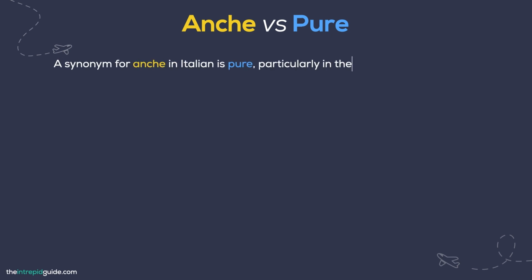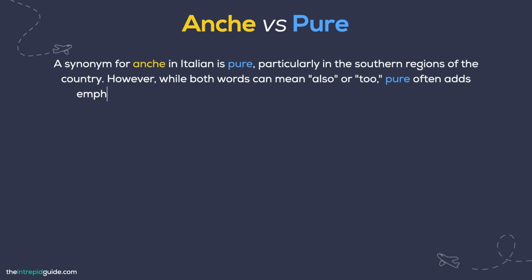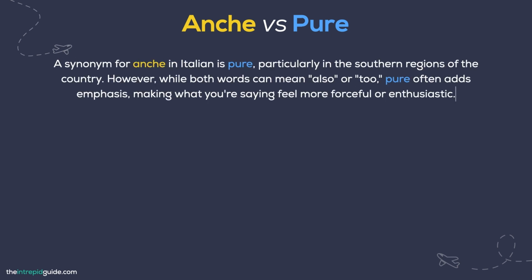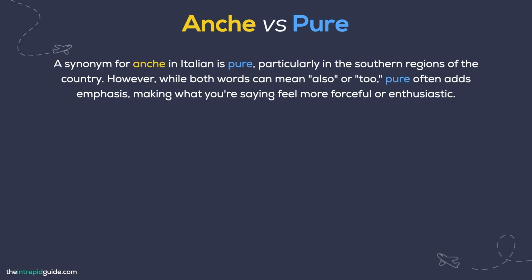Okay, what about anche and pure? How are they used? Now, a synonym for anche in Italian is pure, and is particularly used in the southern regions of Italy. However, while both words can mean also or too, pure often adds emphasis, making what you're saying feel more forceful or enthusiastic. Let's clarify this with a couple of examples.